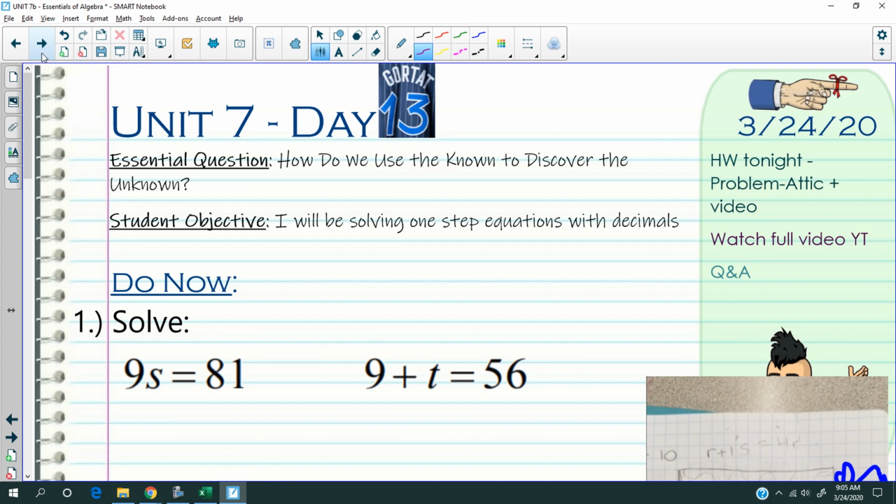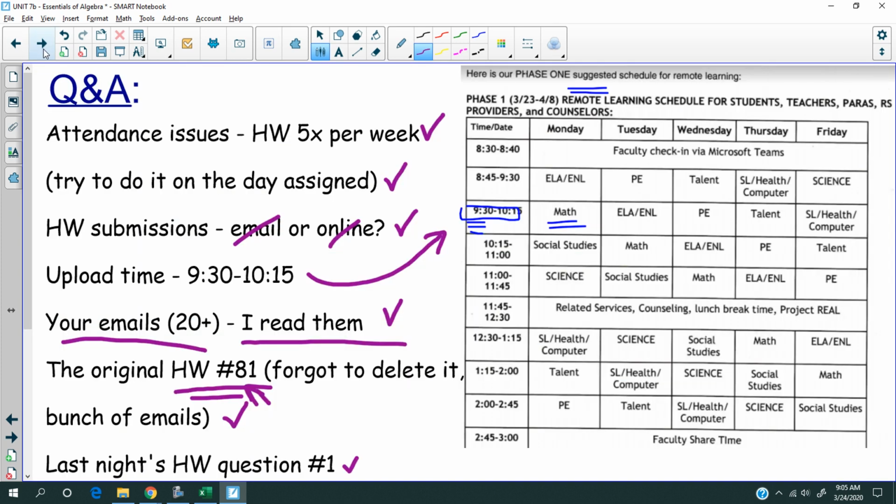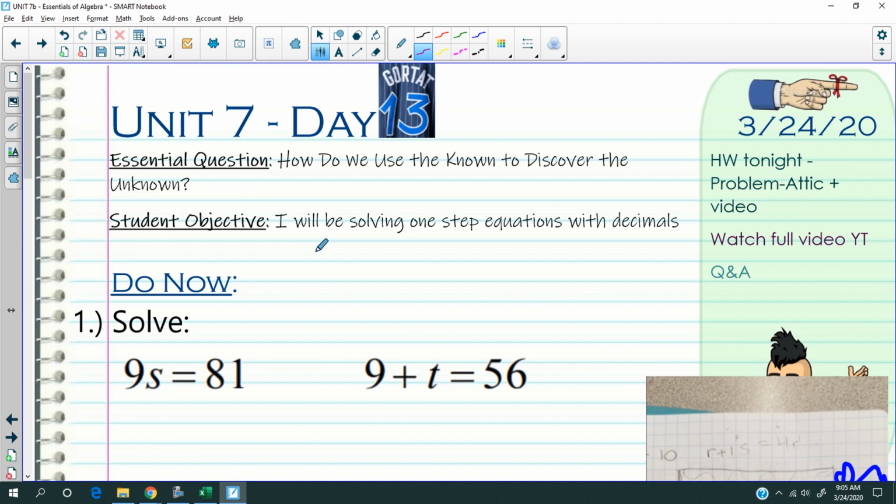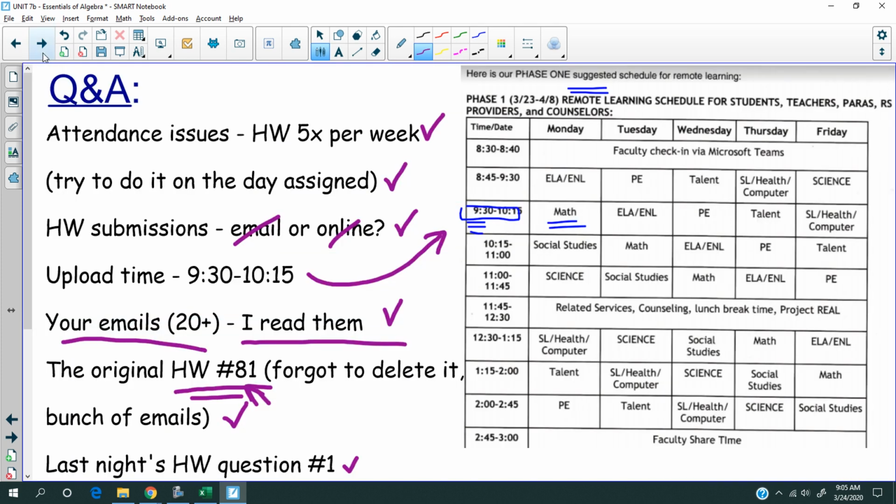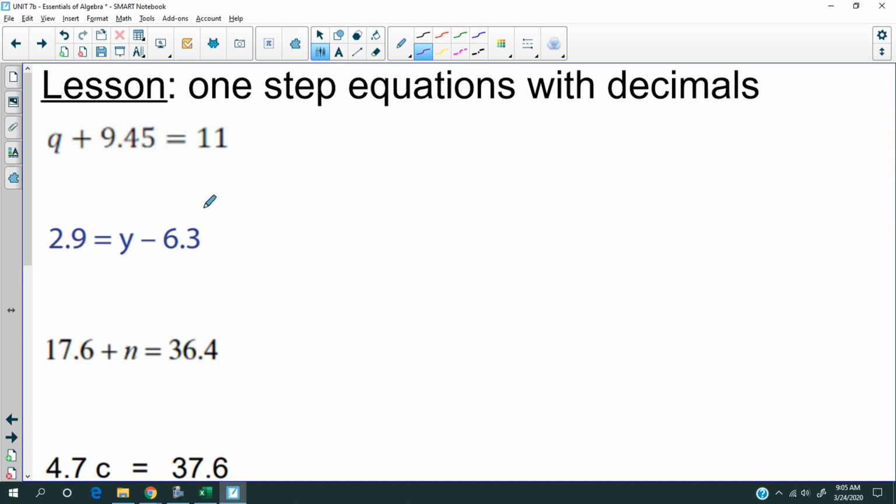All right, now, let's see. So here's what we're going to do today. Yesterday, you were just reviewing these one-step equations. So today, we're going to kick it up a notch, even though it's still kind of a review. We're taking one step back now instead of two. So we're going to talk about solving one-step equations with decimals.